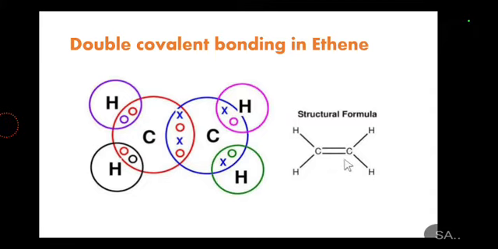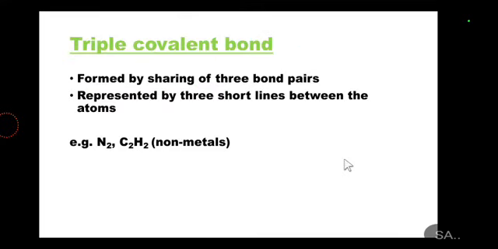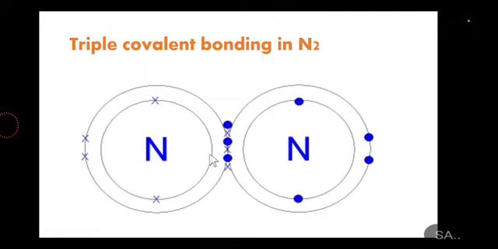I hope that you have understood this. Now let's see the triple covalent bond, and it is formed by the sharing of 3 bond pairs. So 3 bond pairs means 6 electrons are shared, so that the triple covalent bond is formed. It is represented by 3 short lines between the atoms. So here I have the example of nitrogen and ethyne, and again they are nonmetals.